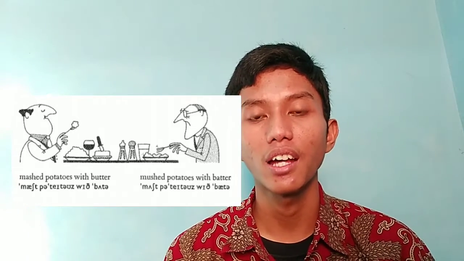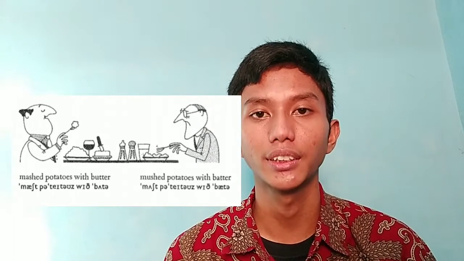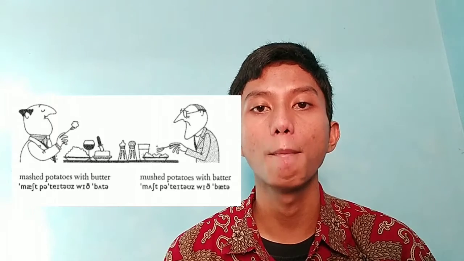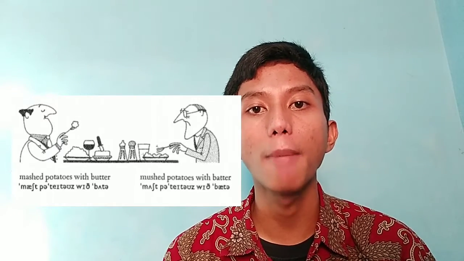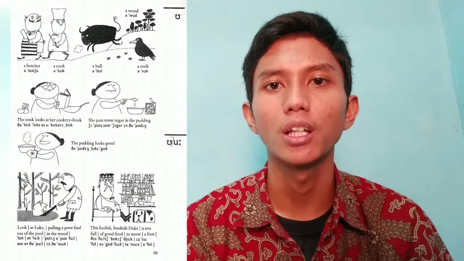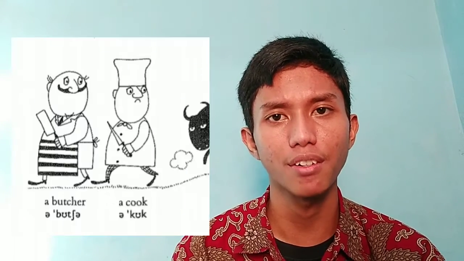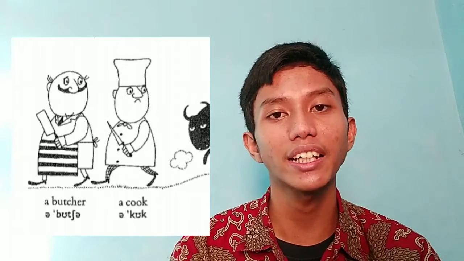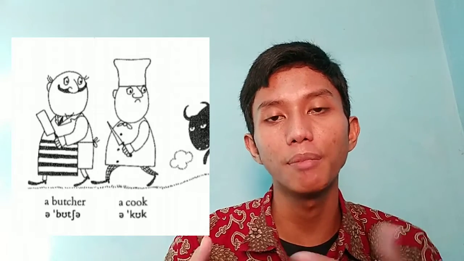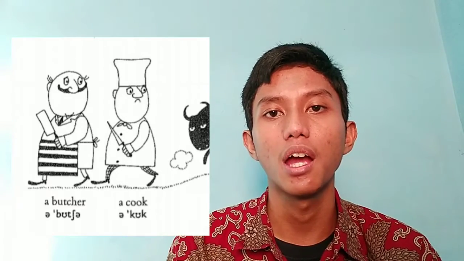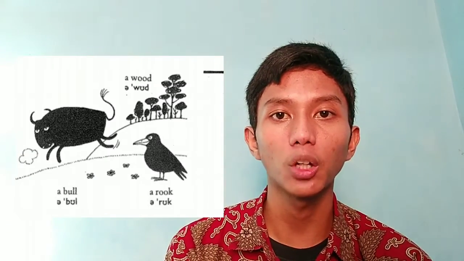And then beside it, there is mashed potatoes with batter. We are going to the next page. This is page 29. We would like to pronounce U. For example, in the first picture, we can see butcher and a cook. So it's like the first page. It's about the intonation of the middle of the word. Butcher, a cook.